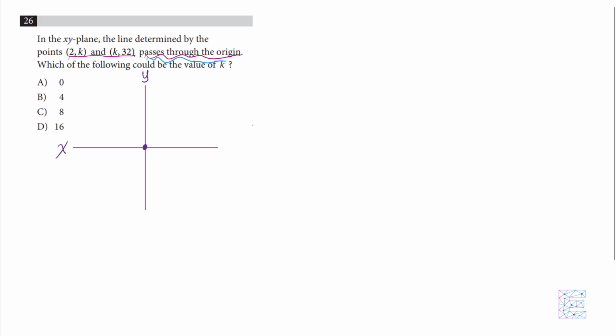The rest is just, we kind of have to guess where (2, k) is. At least we know the x value is 2, so it's right around there. We don't know what the y value is, so we just kind of pretend that that's where it is. And the other point given, (k, 32), we don't know the x value this time, but we do know the y value. So we don't know what this x value is, but we can kind of guess. Sketch it, the 32 is probably right around there.